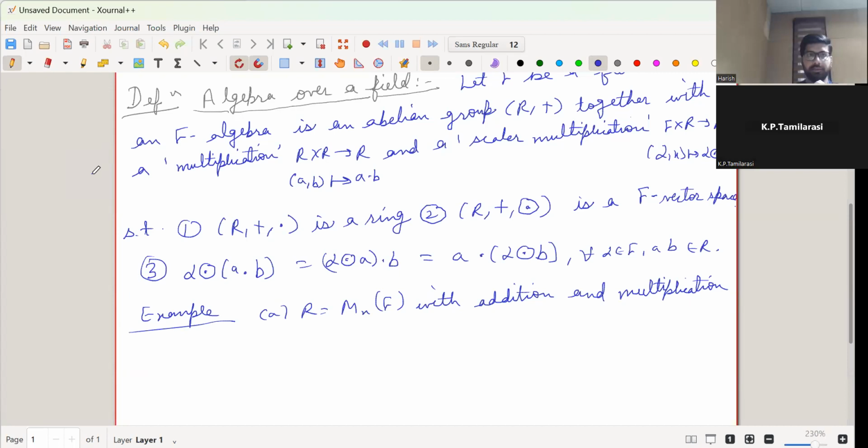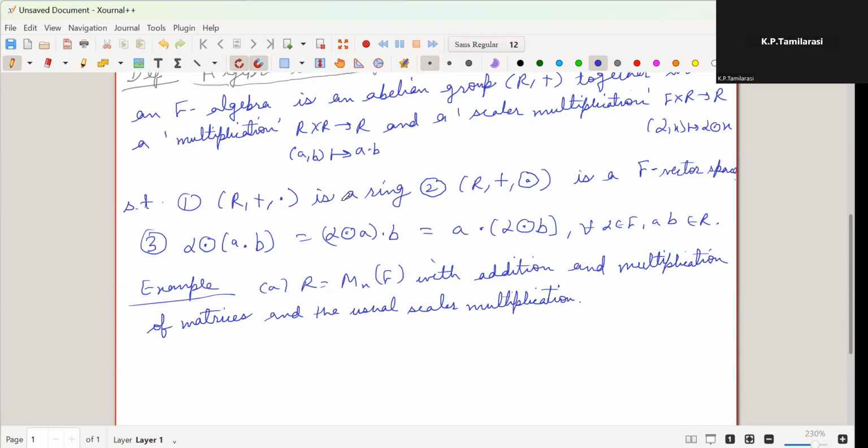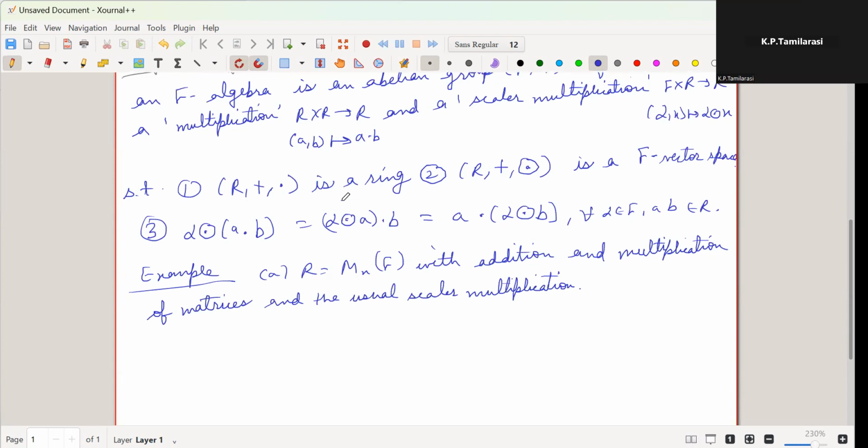Addition of matrices and the usual scalar multiplication. The usual scalar multiplication is alpha times any matrix, where you multiply each entry of the matrix with that alpha. So this forms an F algebra because it's a ring and a vector space, and this third compatibility condition will also hold. So it will form an F algebra.